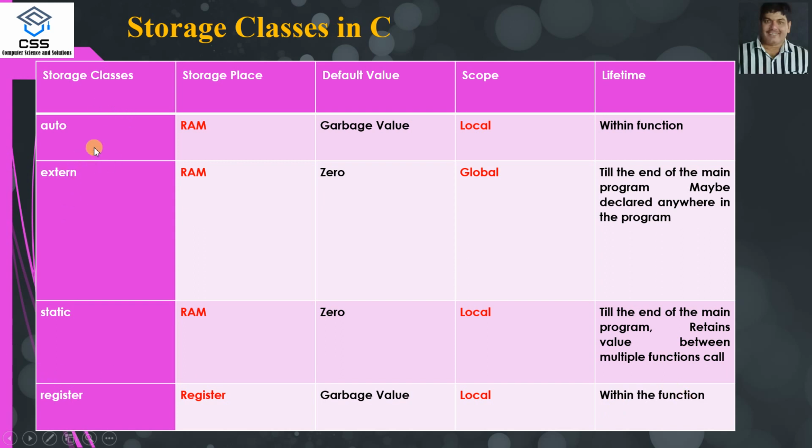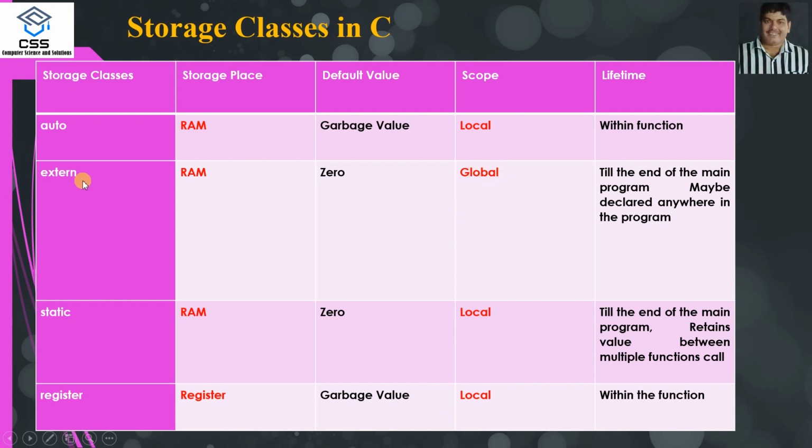Again I am repeating, auto, external and static storage place is RAM, and register stores the data in the registers. Automatic and register default value is garbage, whereas external and static default value is 0. Automatic, static and register values persist in the local block, whereas external persists in the global block.